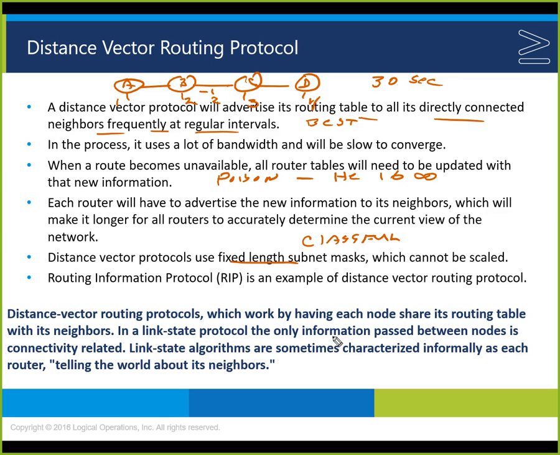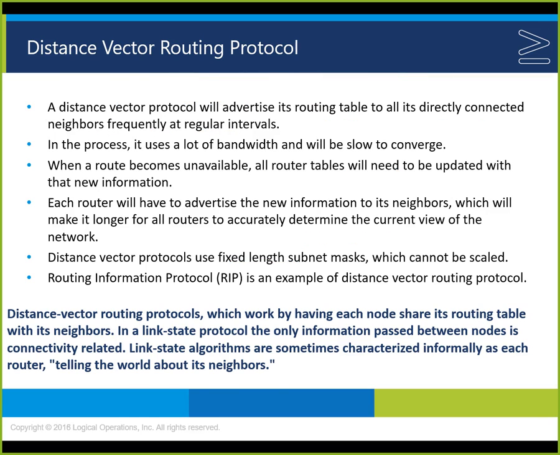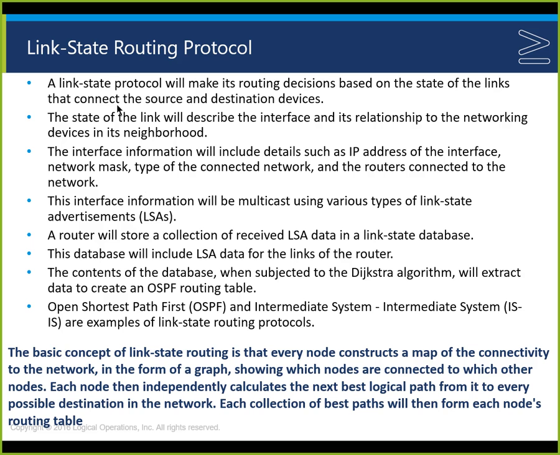In the link state protocol, the only information passed between the nodes is connectivity related. Link state algorithms are sometimes characterized informally as each router telling the world about its neighbors. So distance vectors share it with their neighbors. Link state, to kind of use the title, is the state of the link. So a link state protocol will make its routing decisions based on the state of the links that connect the source and destination.